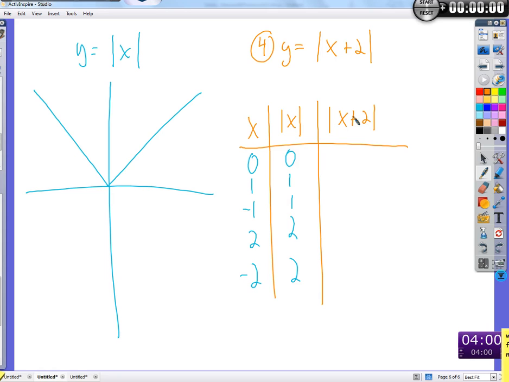Right? So we put in 0 into x plus 2, but then we don't take the absolute value of 0, do we? We take the absolute value of 2. So it's not changing the input. But it is changing the thing that you take the absolute value of. The input is still 0. 0 goes in here, but then it gets 2 added to it before it gets a chance to be taken the absolute value of, and now the absolute value is 2. And when we put in 1, we don't take the absolute value of 1, we take the absolute value of 3. When we do negative 1, we don't take the absolute value of negative 1, we take the absolute value of 1, and the absolute value of 1 is 1. And for negative 2, negative 2 plus 2 is 0.